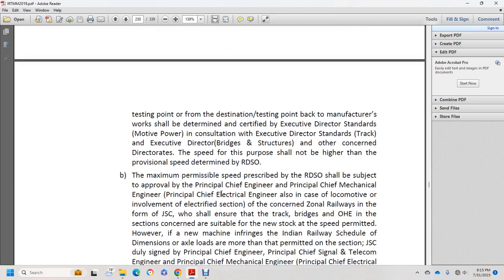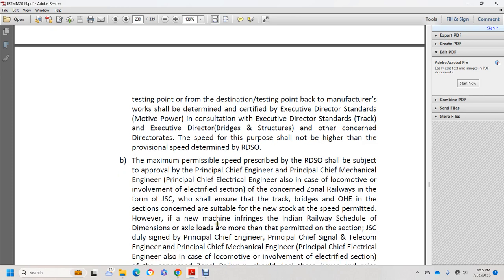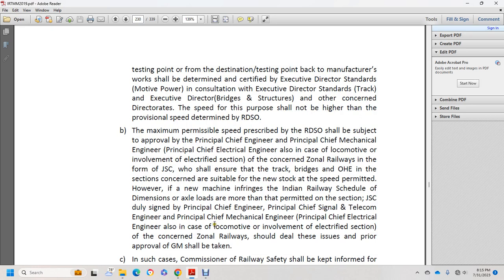Principal permissible, as described by the Research Design Standards Organisation, is subject to the approval of the principal chief engineer, principal chief mechanical engineer, and principal chief electrical engineer, in all cases of locomotives involved in the electrified section, concerning all zonal railways and those of the JSC. This shall ensure the track, the bridge, the OHE, and the sanctions concerning the suitable new stock are permitted. However, the new machine infringes the Indian Railway schedule of dimensions, with axle loads more than permitted for the section.